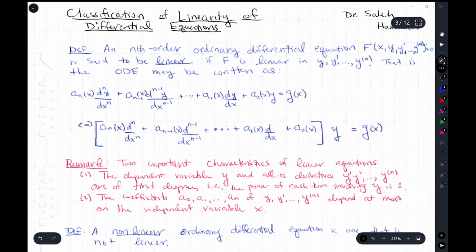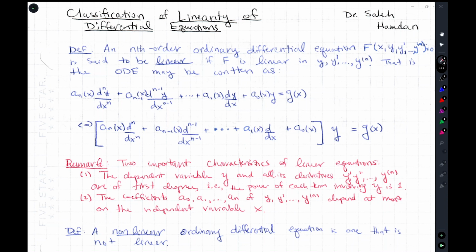So two important characteristics of a linear equation: the dependent variable y and all its derivatives are of first degree. That is, the power of each term involving y is 1. Okay, so if y is the dependent variable, you don't get something like y squared. You don't get something like cosine y, or e to the y. You only have y to the power 1. And these coefficients that you see here depend at most on the independent variable x. So, of course, they can't depend on y. Okay, so that characterizes linear equations.